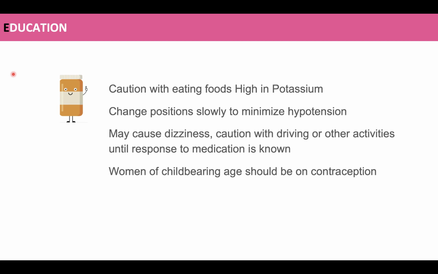E stands for education. And we want to be sure that we discuss with our patient the really important points about this medication. Because of the big concern with hyperkalemia that we have with ARBs, we are going to talk to our patient about eating foods high in potassium because that can increase the risk of hyperkalemia. Also, we want to talk to them about changing positions slowly. For example, if they're sitting for a while and they stand up suddenly, we want to talk to them about doing this slowly to minimize hypotension.